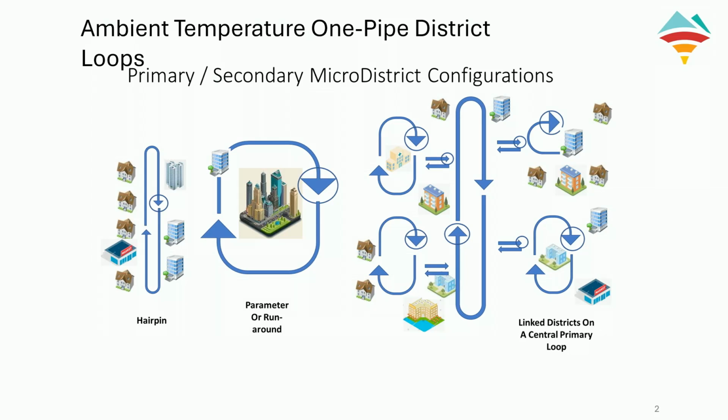These two configurations can be combined together to form a multi-district, multi-asset system where we have a central loop that connects them, and then we have sub-micro districts coming off that central loop. We could also connect directly to another central loop system. Theoretically, these are quite expandable over a large area.